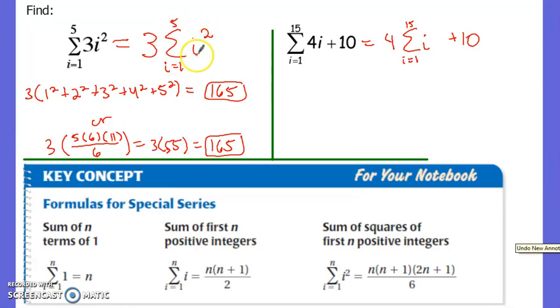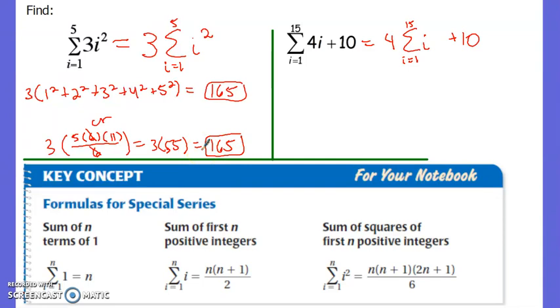So, in that case, I'm just going to plug 5 in. 5 plus 1 would be 6, and 5 times 2 plus 1 would have been 11. 5 times 6 times 11, all divided by 6 here. Note 6 is in the formula. Cancel the 6's, and 55 times 3 also comes out to 165.